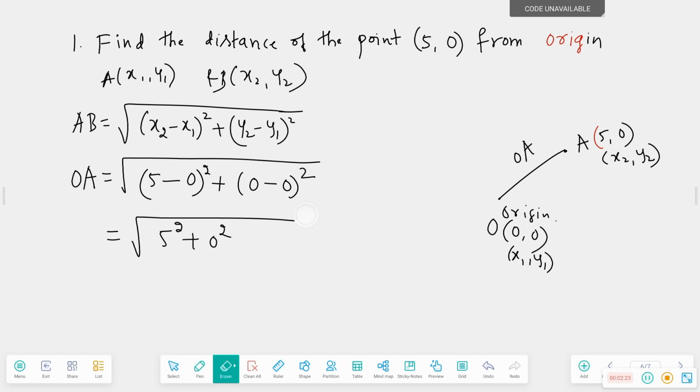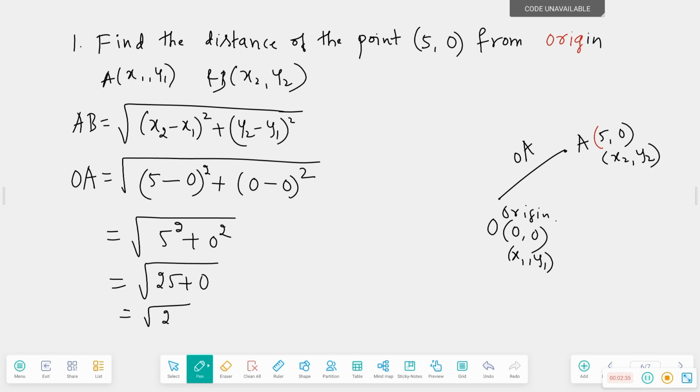Now this can be simplified as square root of, see, 5 square is 25 plus 0 square is 0. Now that is equal to square root of 25 plus 0 is 25. Therefore square root of 25 is 5. Therefore the distance OA is 5 units. See, this distance is given by 5 units.